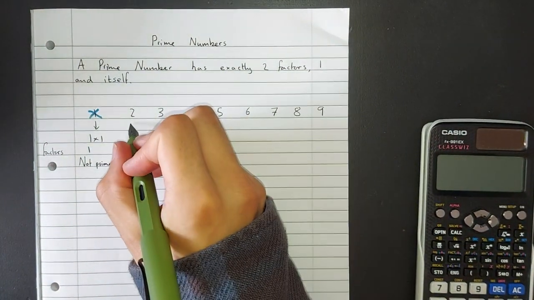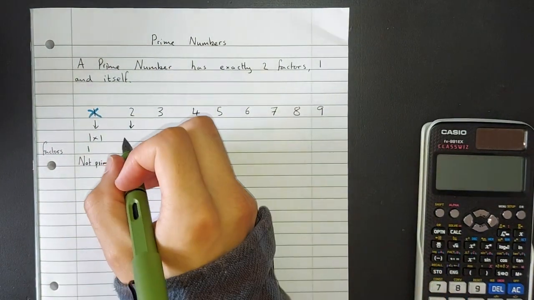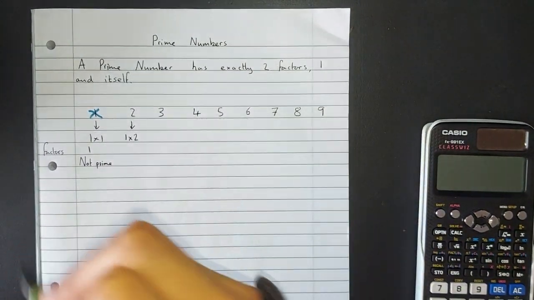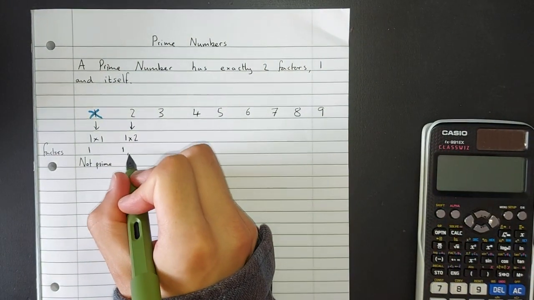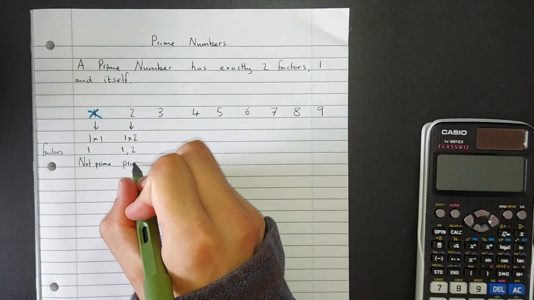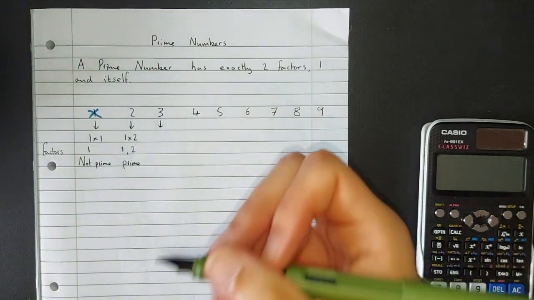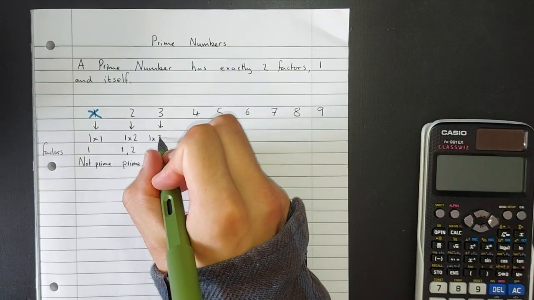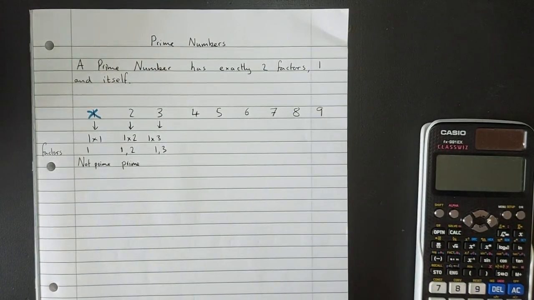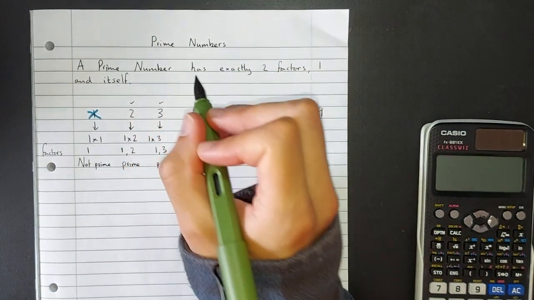Next number, 2. The only way you can get 2 by multiplying two numbers together is to do 1 multiplied by 2. So the factors of 2 are 1 and 2. You have exactly two factors, which means this is prime. Let's have a look at 3. The only way of getting 3 is 1 times 3. That gives us the factors of 1 and 3. We have exactly two factors, so it must be prime. So we've got two prime numbers next to each other. That's interesting.